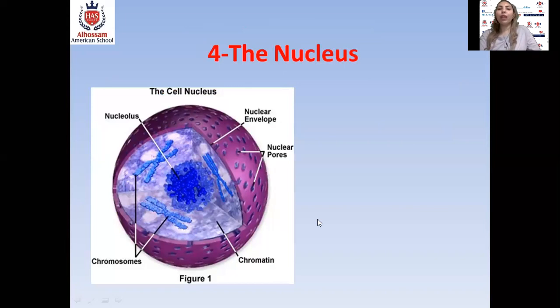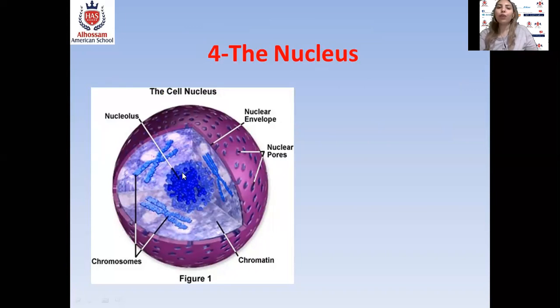Okay, number 4, nucleus. All living cells have to contain a nucleus. This is the structure of the nucleus, covered by 2 membranes or 2 envelopes, and the outer membrane has nuclear pores, so materials can go inside or outside from the nucleus through these pores.